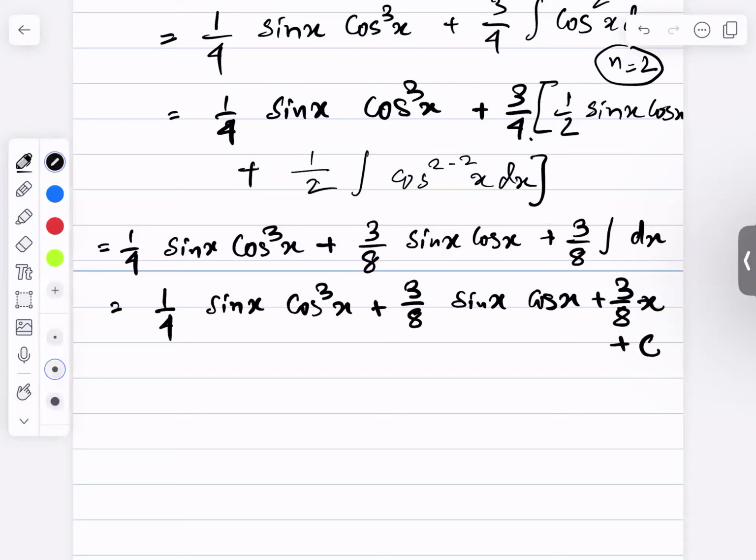Now, if I go by way number 2, it says use the double angle formula, right? So I have the integration of cosine to the 4x dx.